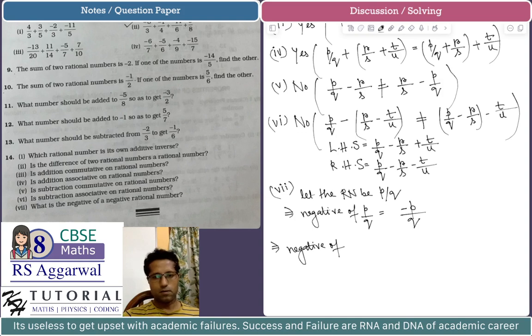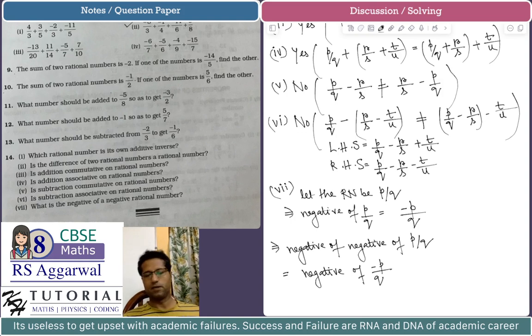This implies negative of negative of P by Q is equal to negative of minus P by Q. We know that it is minus P by Q. So if the rational number we have assumed is P by Q, what is the negative of P by Q? It is minus P by Q.